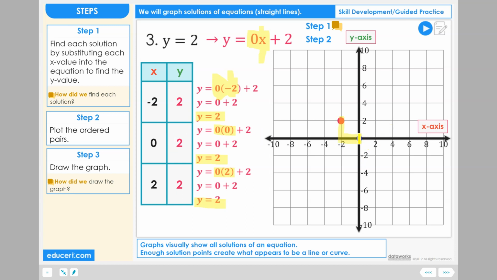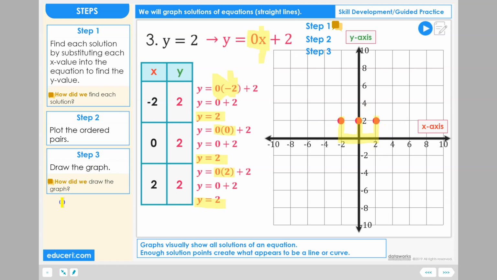Then we go 0, which means we stay here, and positive 2 in the y direction, and this is our next solution. Then we go positive 2, positive 2. Positive 2 in the x direction, positive 2 in the y direction, and that is our third solution that starts to form our straight line pattern.